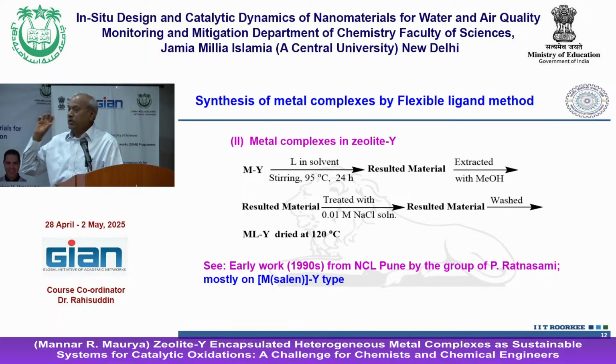Once the metal encapsulated complex is formed inside the cavity, there is a good possibility that not all metal ions react with the ligand. Then, if metal ion itself is present, you know that metal ion can act as a catalyst itself. So we need to remove those metal ions. So how do you do that?